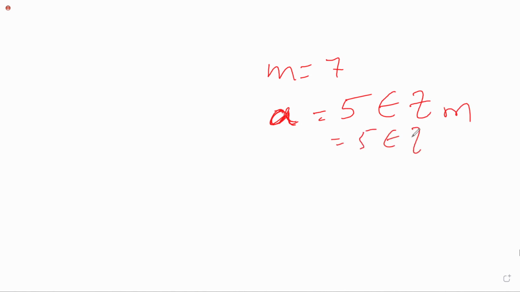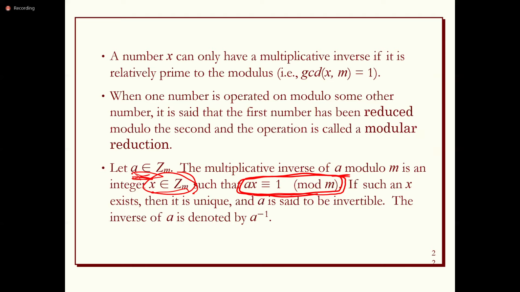Suppose M is equal to 7, and take A as 5. A belongs to Z7, and Z7 is nothing but 0 to 6. So 5 is between 0 and 6. Then how can we find the multiplicative inverse? Simply we have to use this formula: Ax is congruent to 1 mod M.